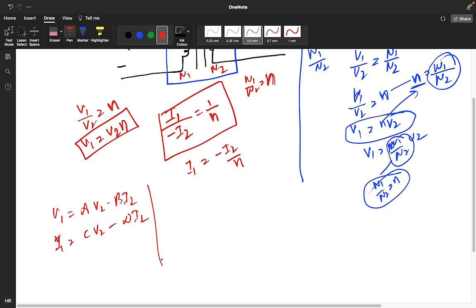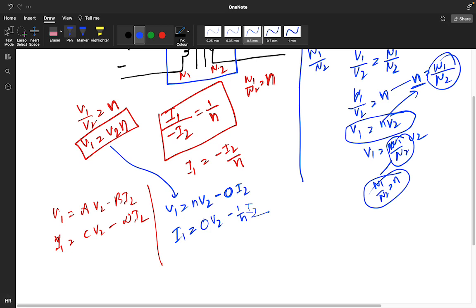So you have V1 is equal to N V2 minus 0 I2, and you have I1 is equal to 0 V2 minus 1 upon N I2, right? Minus 1 upon N I2, correct?